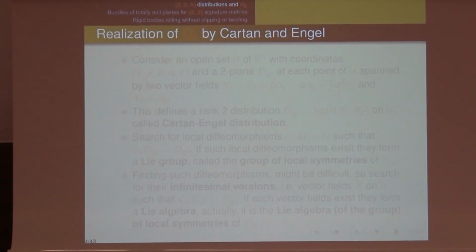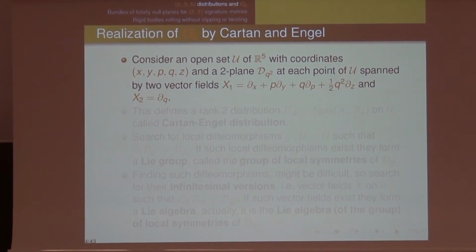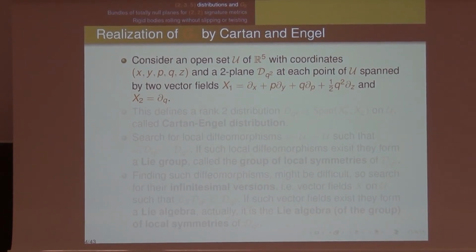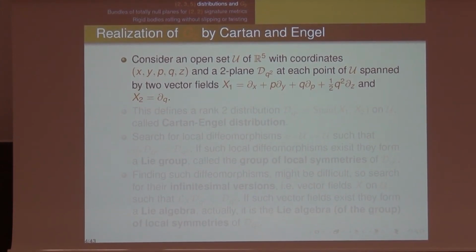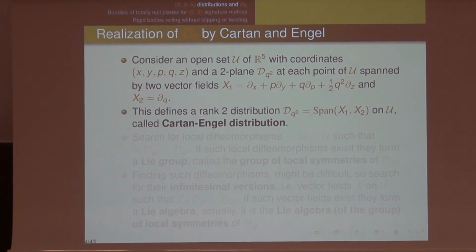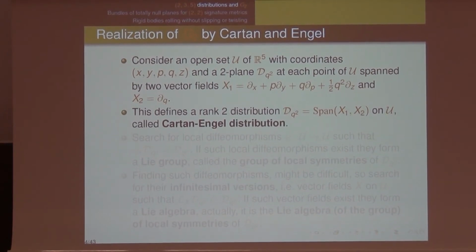So consider R5, or some open set around the origin of R5, and put coordinates x, y, p, q, z, and now consider 2 vector fields, X1 and X2, which in these coordinates look like this. So you have an open set in R5, which is your 5-manifold, and on this 5-manifold you have these 2 vector fields, and these 2 vector fields define a rank 2 distribution on this 5-dimensional manifold. I call this distribution, which is spanned by these vector fields X1, X2, the Cartan-Engel distribution.